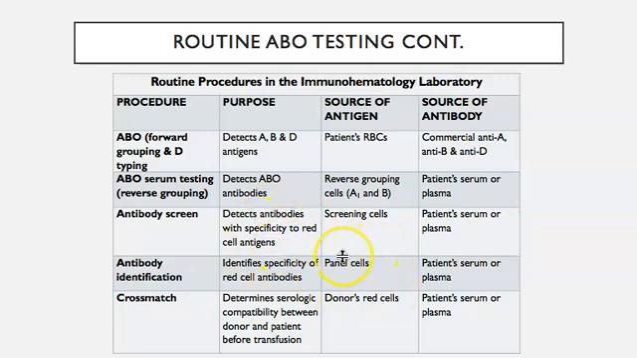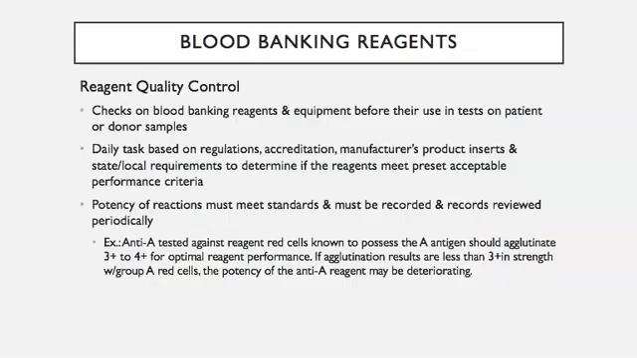So we're using panel cells, and it's really just the same thing as our screening cells, but an extended number of them. We're still testing against the patient's serum or plasma because that is where the antibody is that we're trying to identify. And then the crossmatch helps us to determine compatibility between donor red cells and the patient before transfusion. So we're testing the donor red cells because that's the source of the antigen. We're testing it against the patient's serum or plasma because if they have antibodies, that's where they're going to be located.